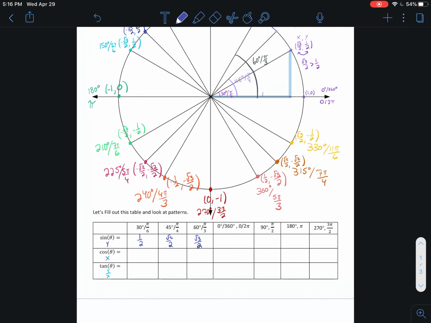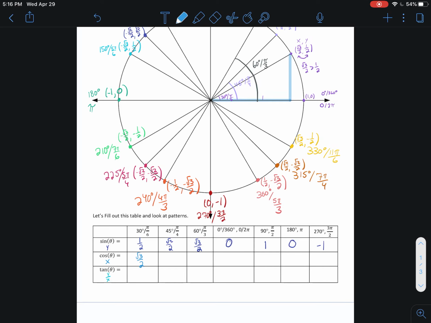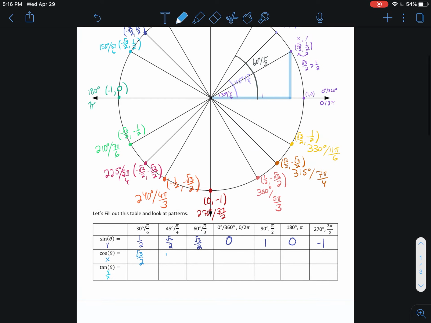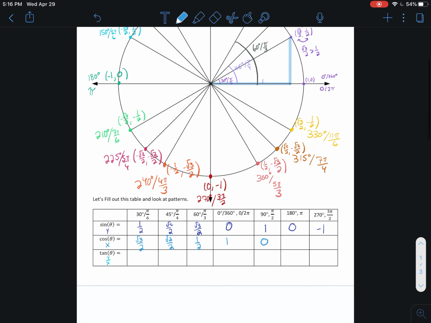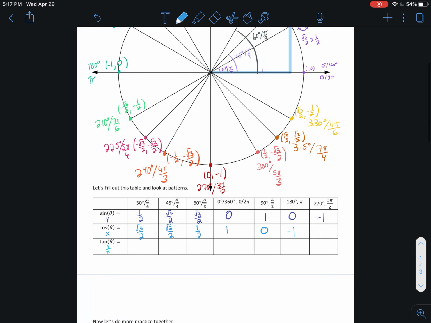So the x value at 30 degrees is radical 3 over 2, which would be the cosine of 30 degrees. The cosine of 45 degrees, radical 2 over 2. The cosine of 60 degrees would be 1/2. The cosine at 0 is going to be 1 because the x value at 0 is 1. The cosine of 90 degrees is 0. The cosine at 180 degrees is -1. And then the cosine of 270 degrees is 0.